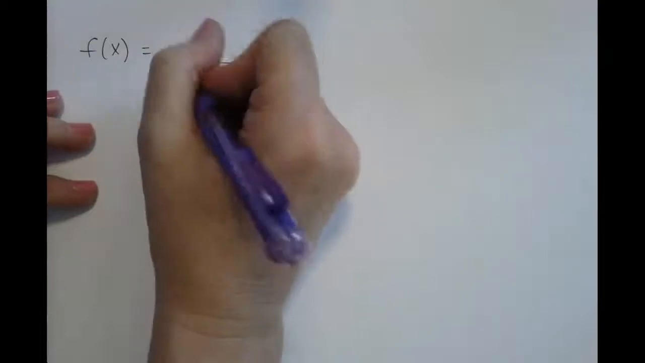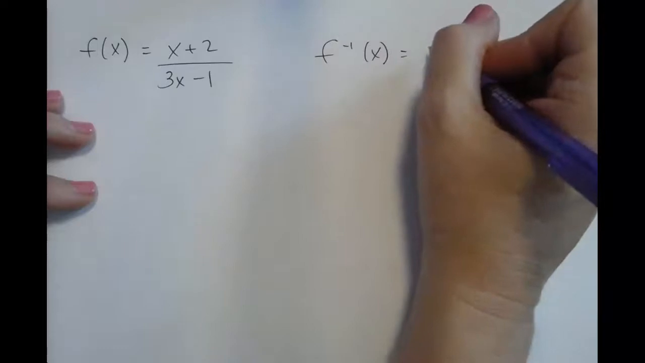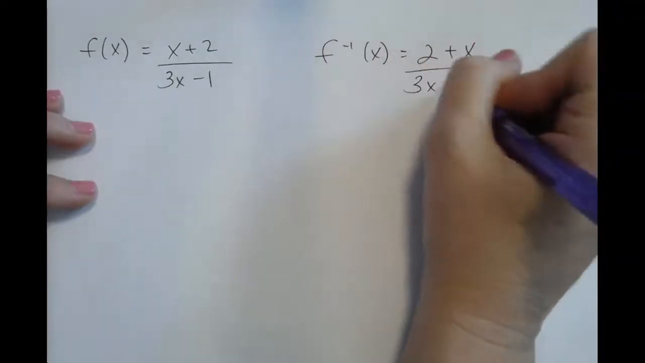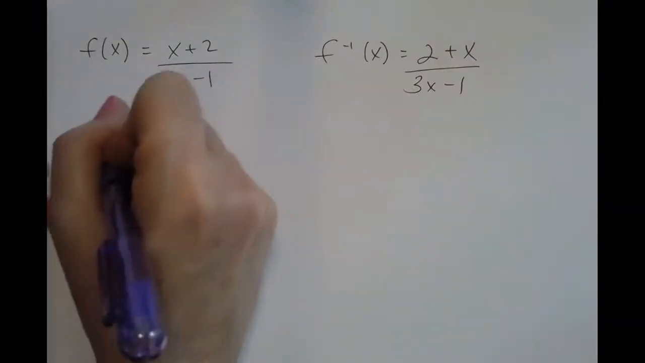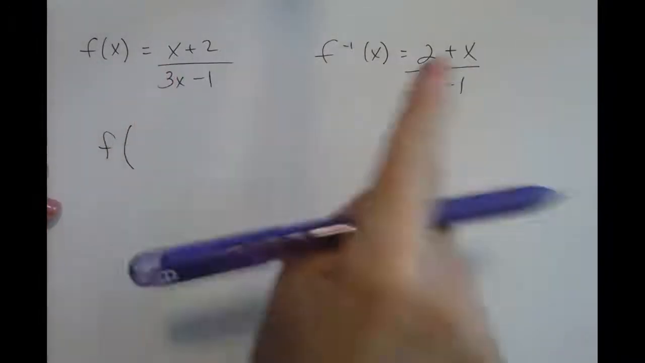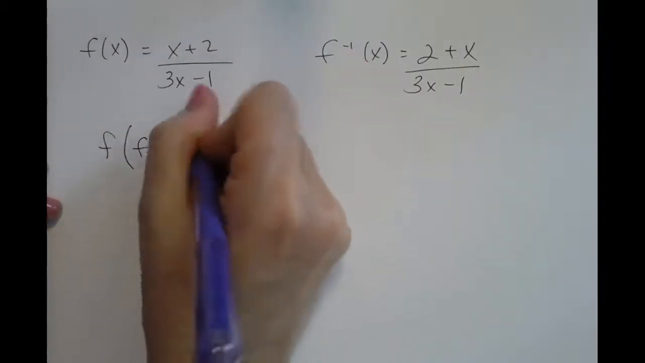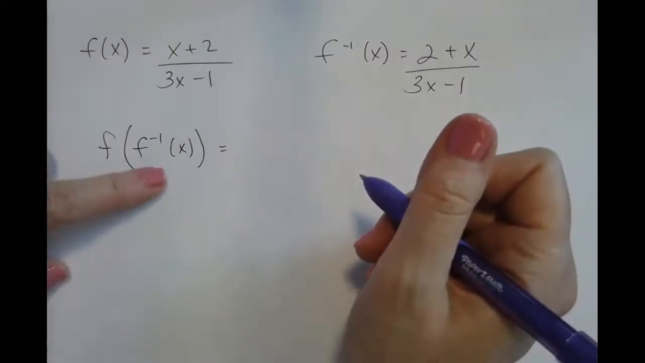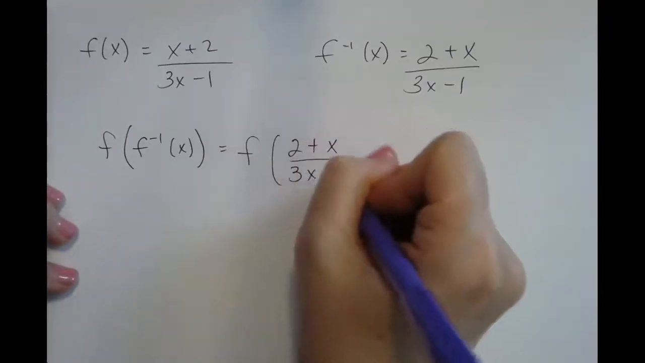So, if we've got f of x equals x plus 2 over 3x minus 1, and f inverse of x equals 2 plus x over 3x minus 1. And of course, 2 plus x is exactly the same thing as x plus 2 by the commutative property of addition. So look at what happens if I compose the inverse function within the given function. So f of f inverse. So f of 2 plus x over 3x minus 1.